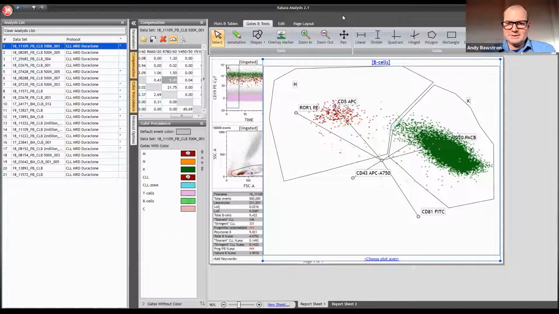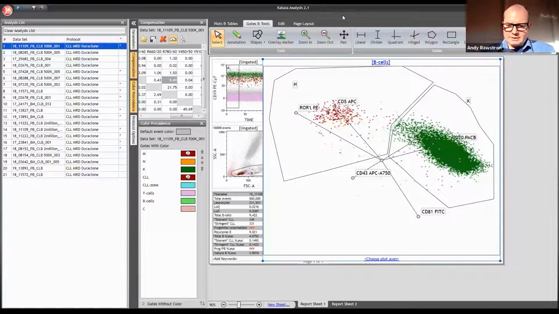So actually, CD200 is more useful in an MRD setting for mantle cell than it is for CLL, because the normal B cells will be CD200 positive, and that doesn't help you resolve CLL from normal, but it does help you resolve mantle cell from normal.